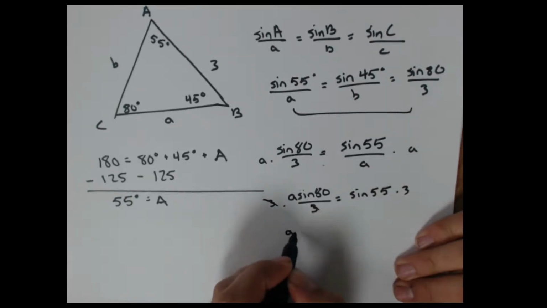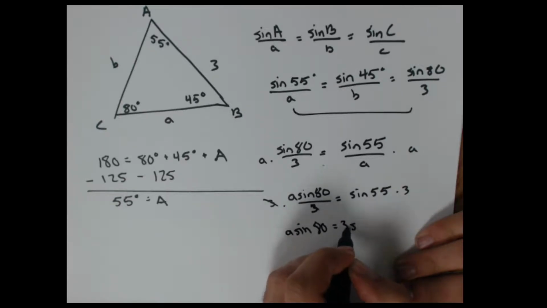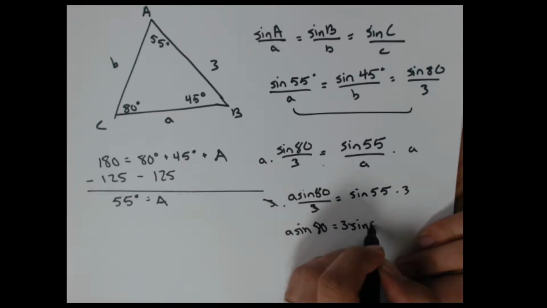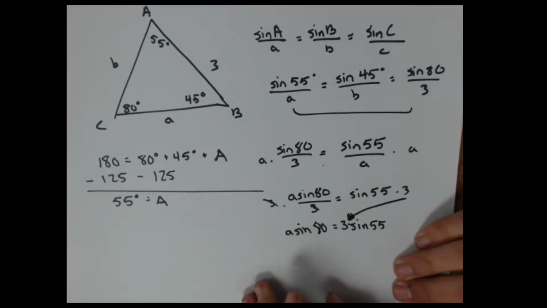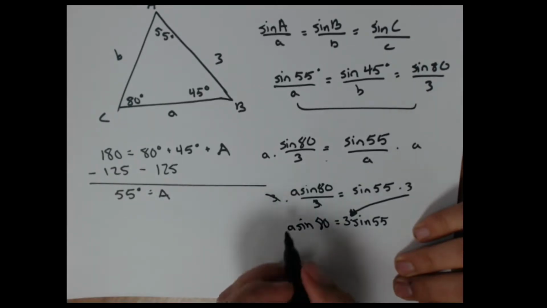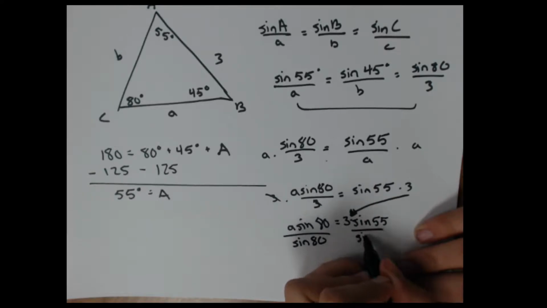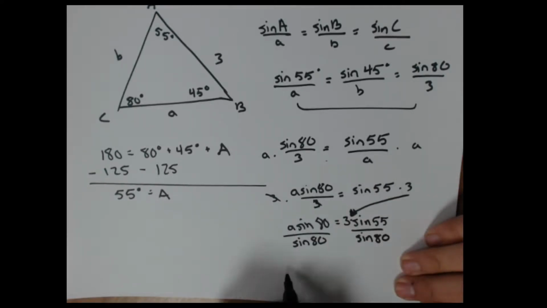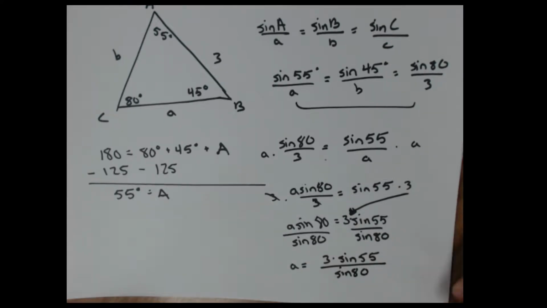Now it's canceled out. I have A times sine 80 degrees equals, I'm going to move that 3 out front. I'm allowed to move that 3 in front. That's the commutative property of multiplication. And now I have to divide by sine 80. So A equals 3 times sine 55 over sine 80.